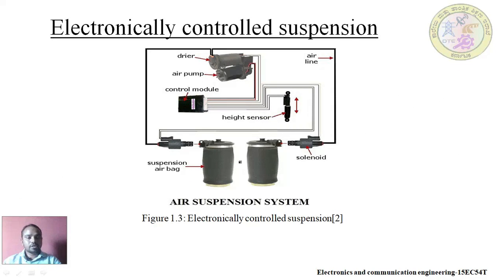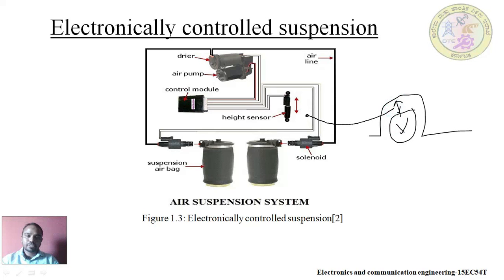Dear students, before concluding this session, I would like to give a brief introduction to the air suspension system. We have seen this air suspension system in the previous block diagram. Now let's see its important parts. Assume that this is a car body and this is a wheel. Here the suspension system is connected. By this means we measure the height.